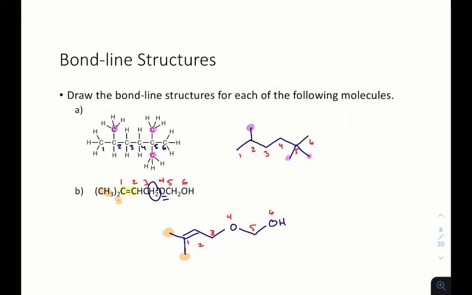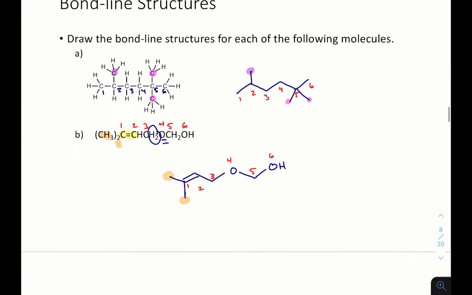In skeletal structures, bond line structures, we don't usually show the lone pairs. Now, you might show the lone pairs for a while just because right now you're just getting used to remembering that an oxygen should have 2 bonds and 2 lone pairs. So you might draw those on there. That's fine. You might just do that the first thing when you start looking at a molecule. But technically, skeletal structures have lone pairs implied.